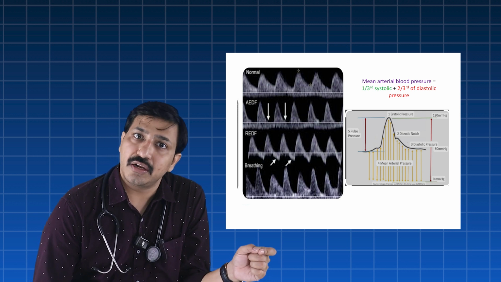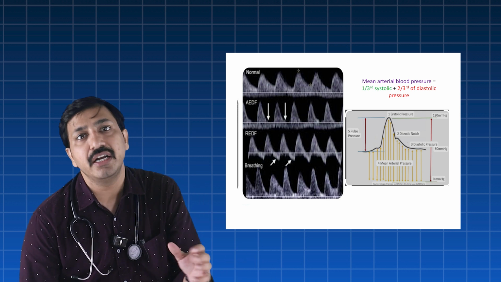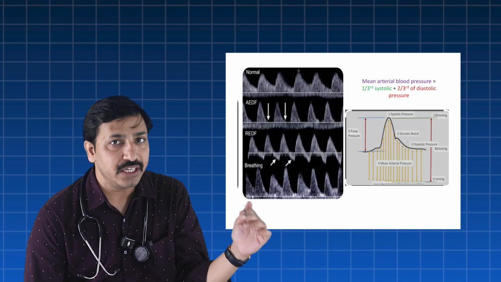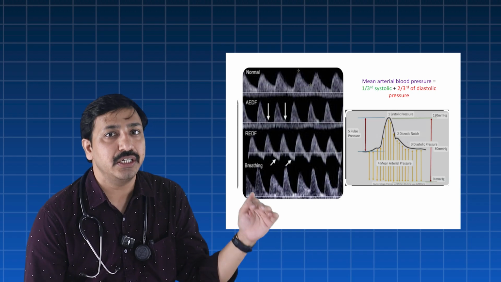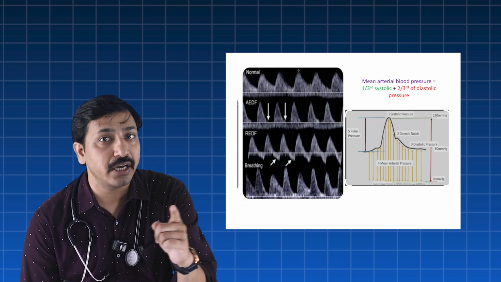The end organs of the fetus are the kidneys, adrenals, brain, everything. These are the end organs. So when there is decreased diastolic blood flow, obviously there is decreased mean arterial blood pressure, decreased perfusion to the end organs, and obviously decreased urine output. This is a chronic hypoxia status.